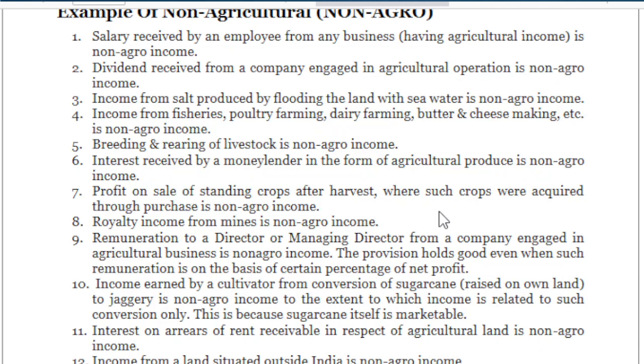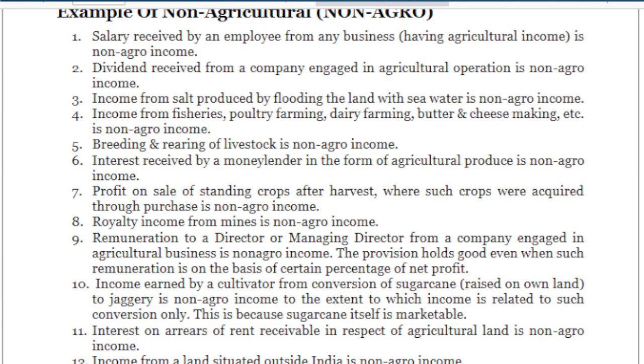Next thing, interest received. So there can be unconventional ways of earning income also that you should understand. That's why I said interest received by a money lender. So he's just lending money and getting interest, right? It is not agricultural income. Even though he may get in kind, he may get some part of the agricultural produce, but it is a return on money, right? Not agricultural income for the money lender.